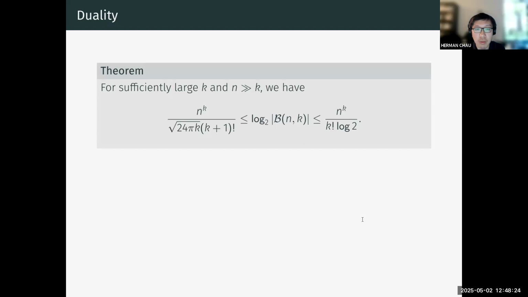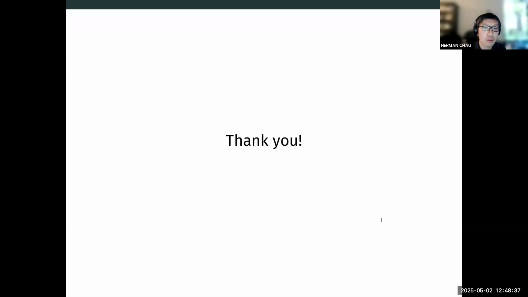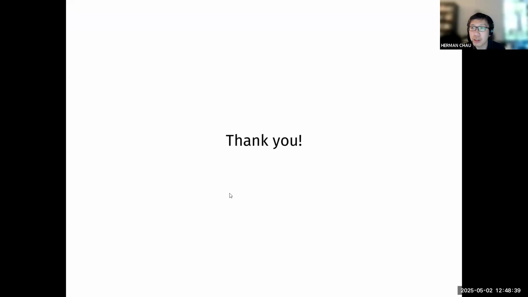Before I talked about how we have this nice improvement on the lower and upper bounds for BNK. We can actually get corresponding asymptotics on the dual higher Bruhat orders as well. Cool. And so with that, I'll end here. Cool. Thank you.